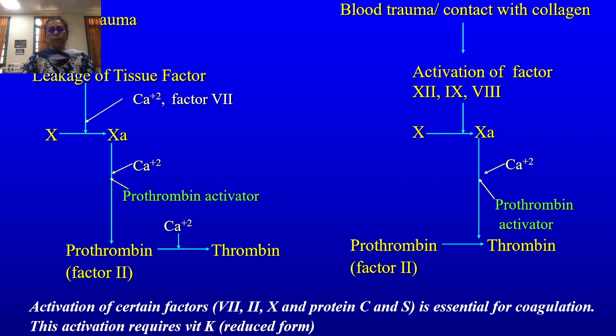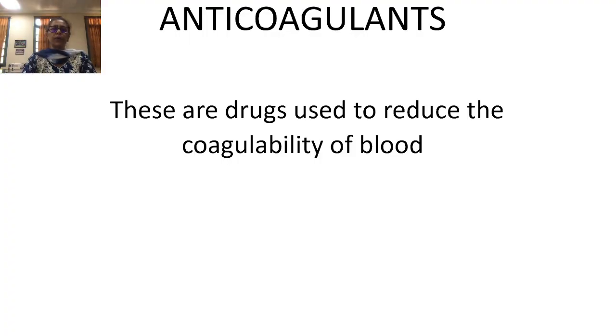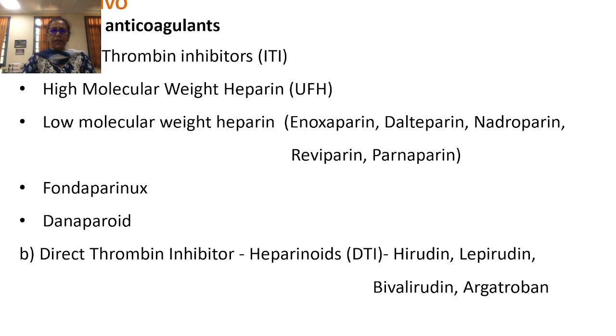So we want to block this process to achieve anticoagulation. So how do we do that? We have different anticoagulants. These are the drugs which are used to reduce the coagulability of the blood. Now the classification: anticoagulants are used both in vivo as well as in vitro. In vivo means inside the human body. In vitro means outside the human body, in the test tubes and all.